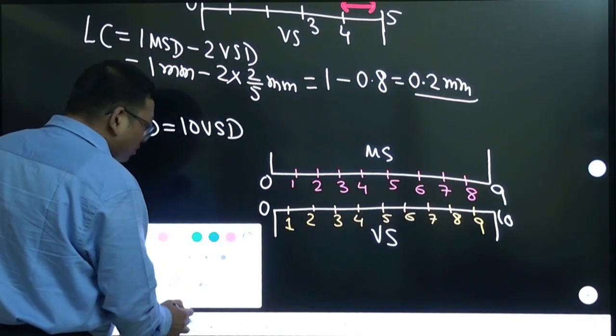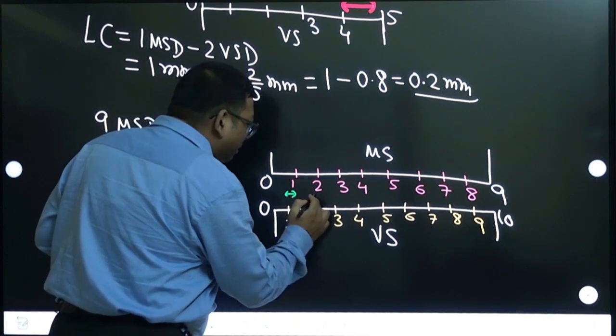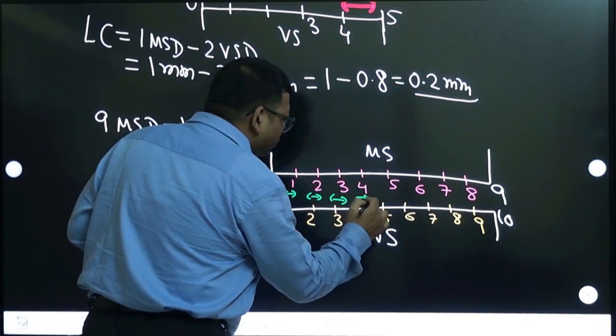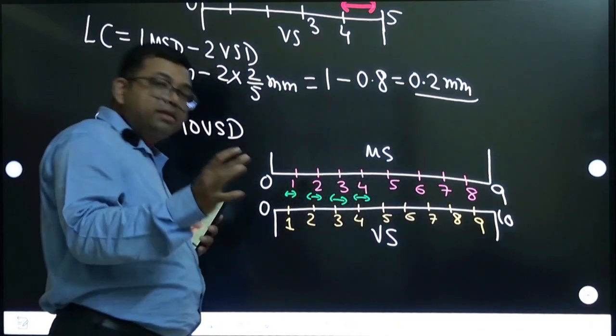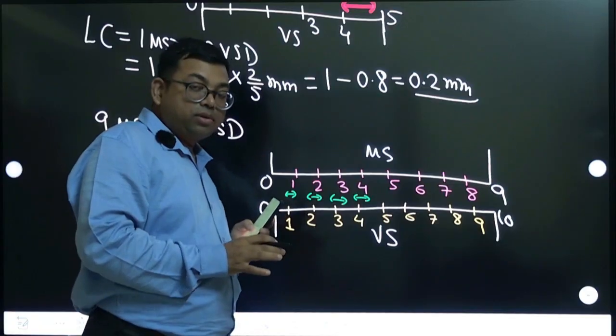What is that? The gap between 1 and 1, the gap between 2 and 2, the gap between 3 and 3, the gap between 4 and 4. So this gap is increasing. This you have to understand first. The gap is increasing. Okay.